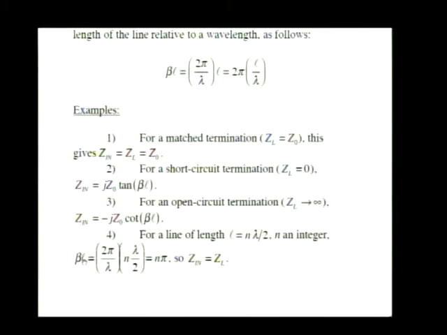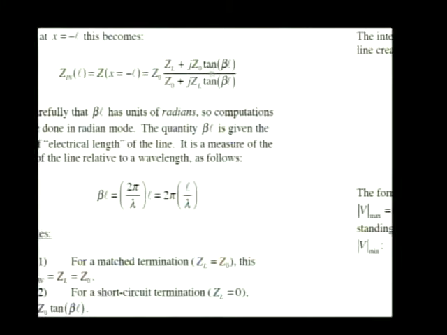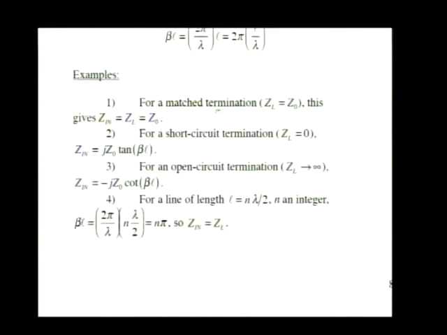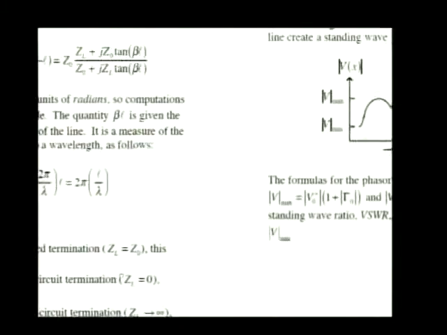So if beta L, 2 pi over lambda times L, just happens to be a multiple of pi, then the tangent function goes to 0, and the input impedance is equal to Z0 times ZL over Z0. In other words, the input impedance is going to be ZL only when the length is an integer multiple of half a wavelength, so that 2 pi over lambda times this integer multiple of half a wavelength gives me n pi for the argument of the tangent function. There's one more I'll look at.